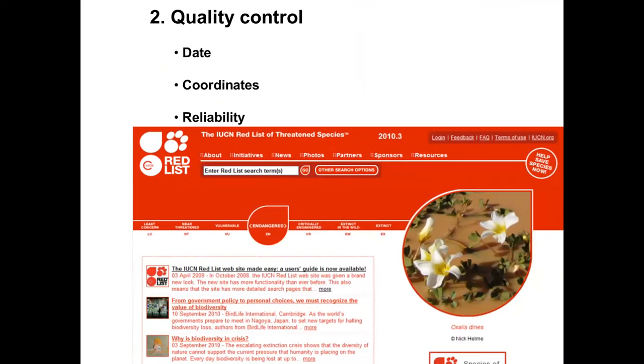To ensure that the data collected are up to standard, a quality control process was implemented by checking data to avoid using very old records, checking the coordinates to avoid inaccurate documentation, and checking reliability to avoid using records with misidentified land.